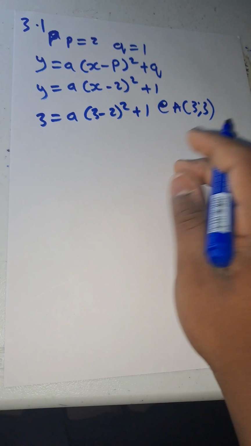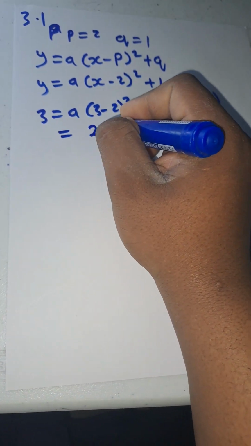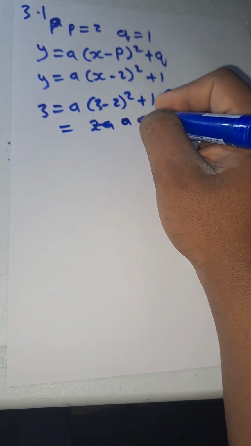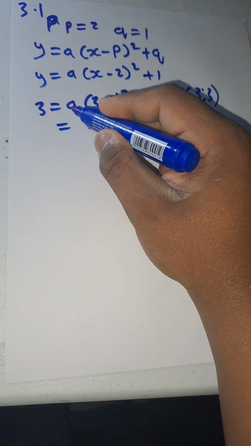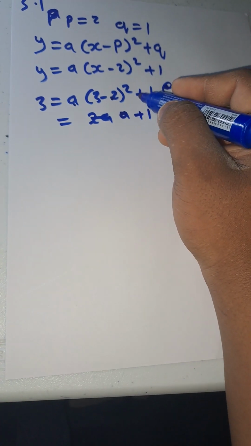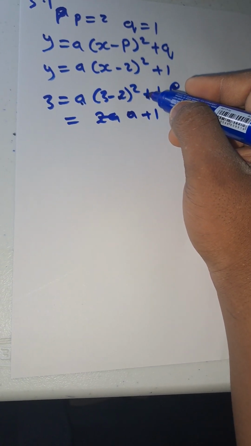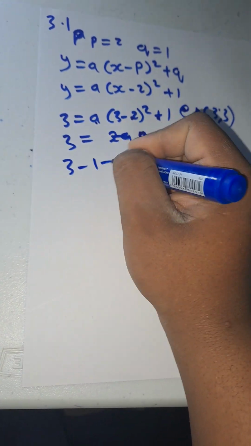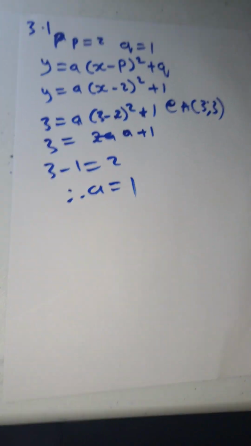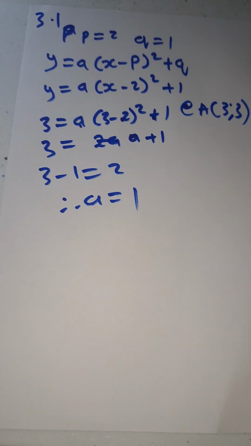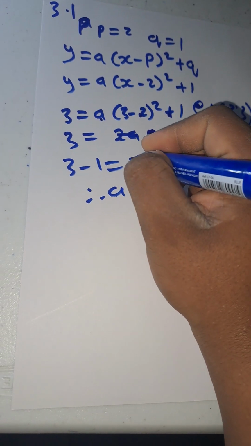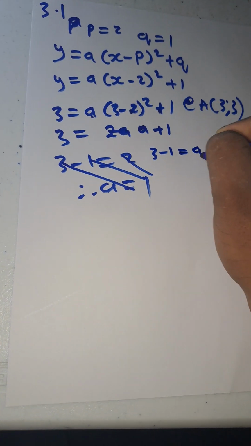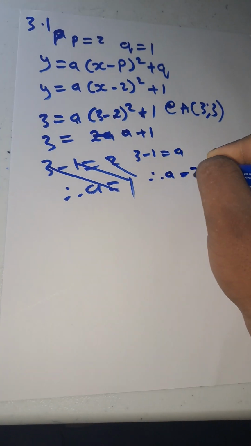1 squared is what? 2. So this side I have 2A plus 1, because A is multiplied by this one and it's separated by this positive sign. So 3 minus 1 is equal to 2. Therefore, my A is equal to 1. Wait, man. My A is equal to 3 minus 1. It is equal to A. Therefore, my A is equal to 2.